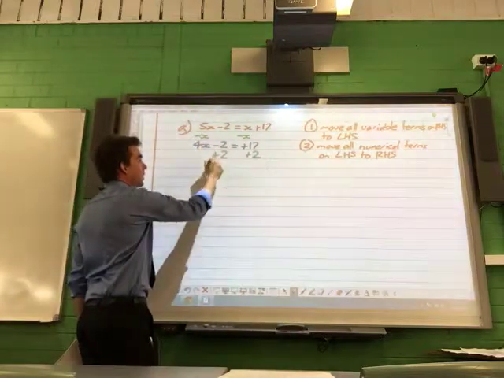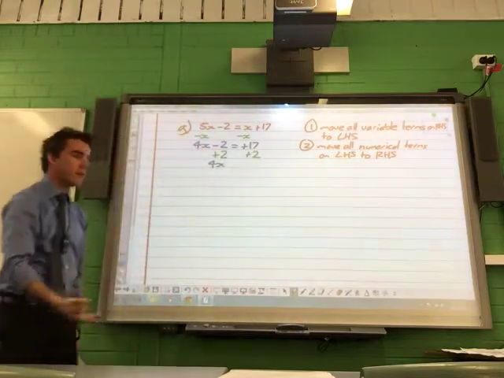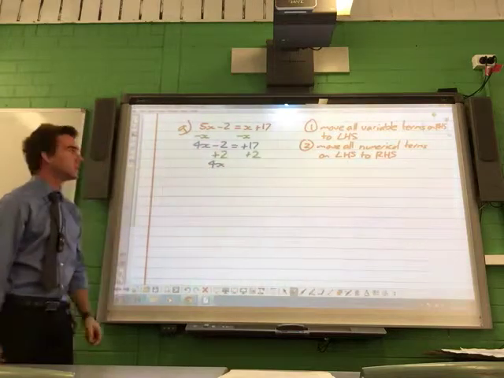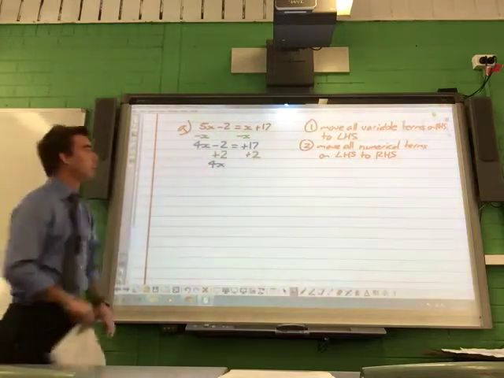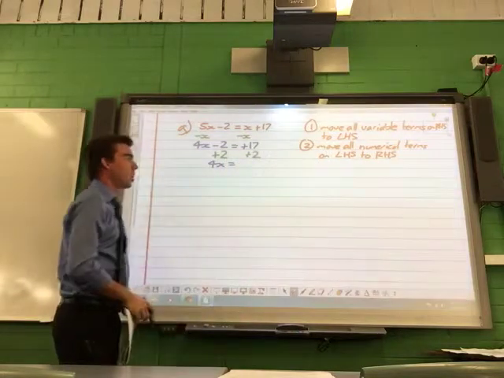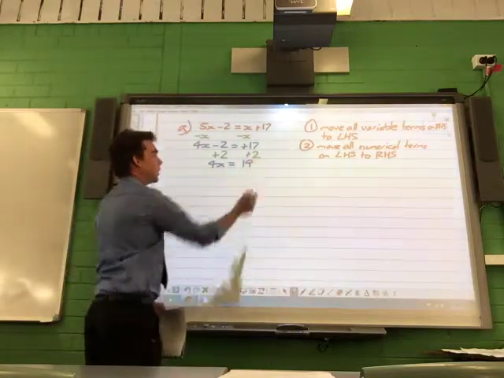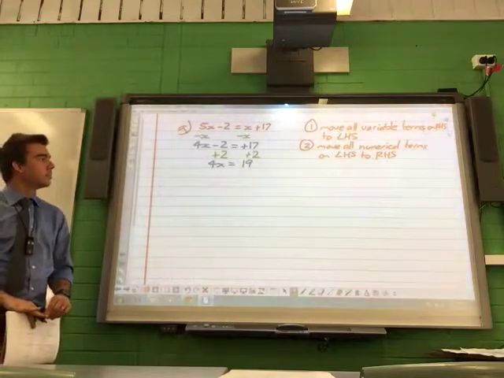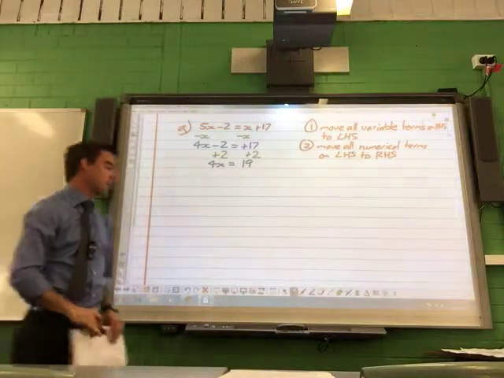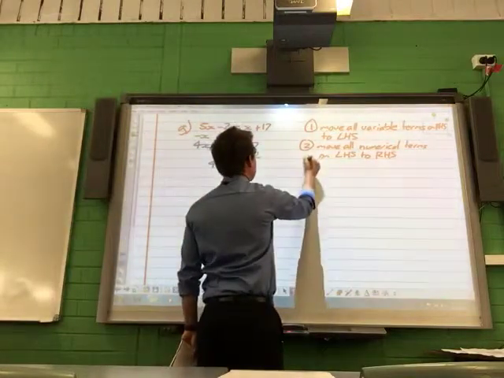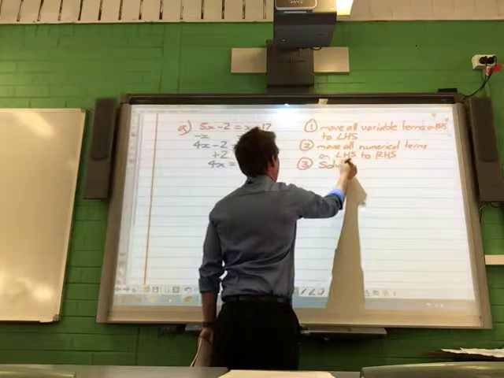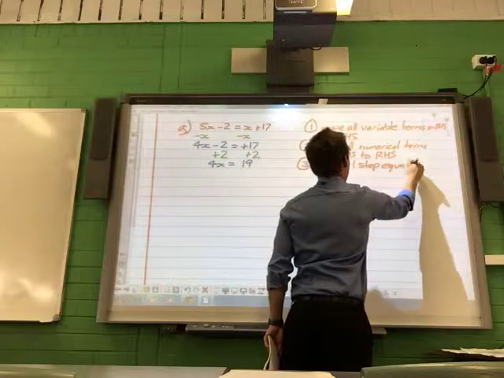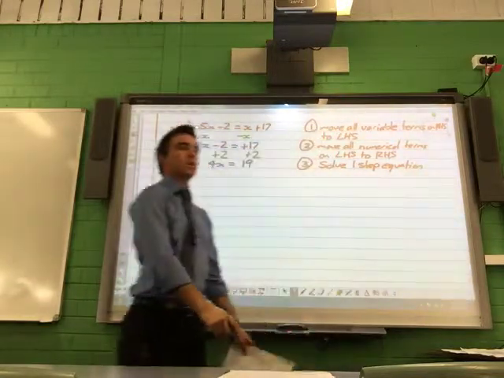So I've still got the 4x here from that side because I haven't done anything with that. But what I have achieved, negative 2 plus 2, which is 0. So I will move that term over to the other side. So 17 plus 2, 19. So you should get to a one-step equation at this stage. Okay, so solve the one-step equation.